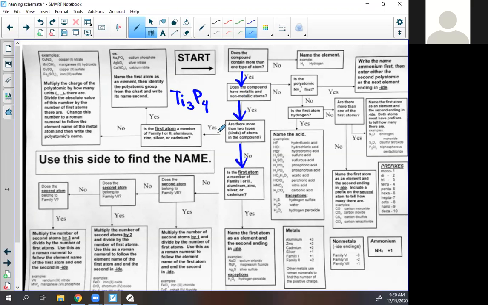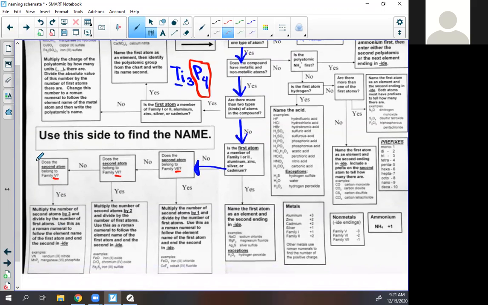This time there's only two. All right, now, is the first atom, which is titanium, any of these? No. Now, my friends, this tricks kids every time. Notice it's underlined and in bold. The rest of these questions are talking about the second atom. So, is the second atom a member of family 7? No. Is it a member of family 6? No. Is it a member of family 5? Yes. So, this one is a lot like this top one. Multiply the number of the second atoms by 3. So there's 4 of them.